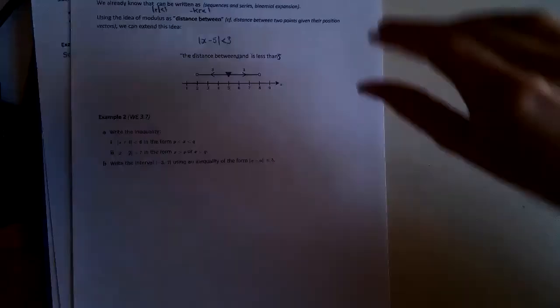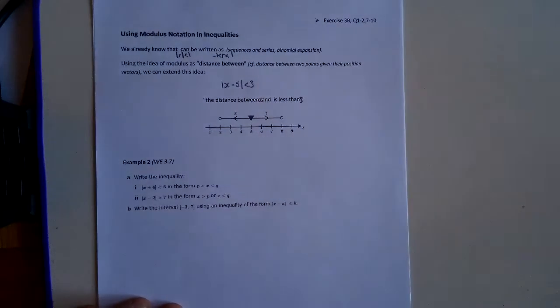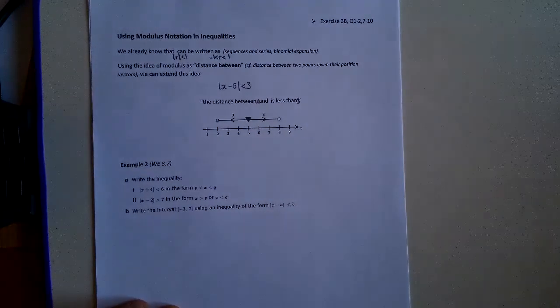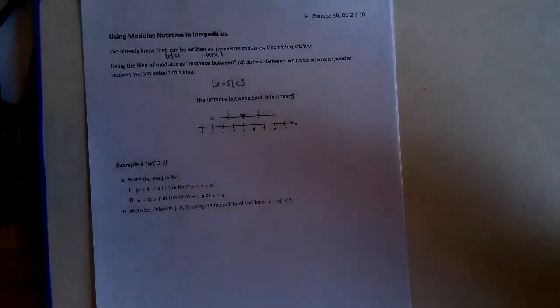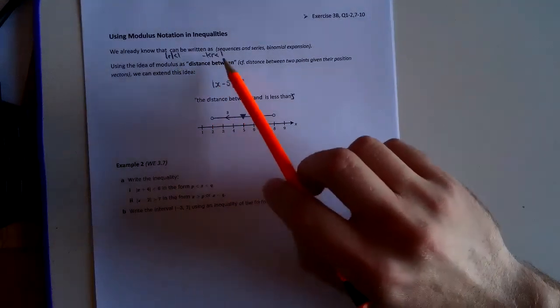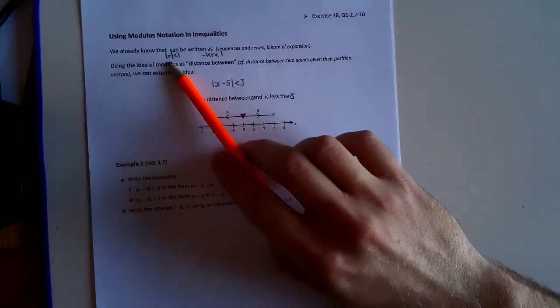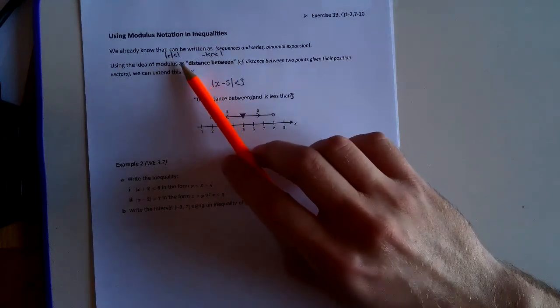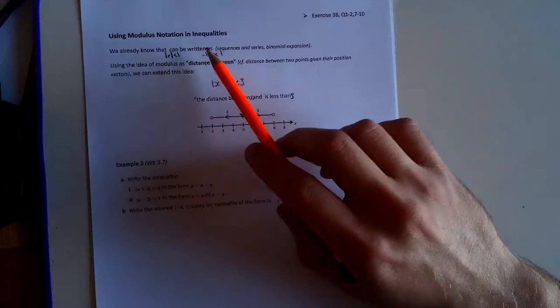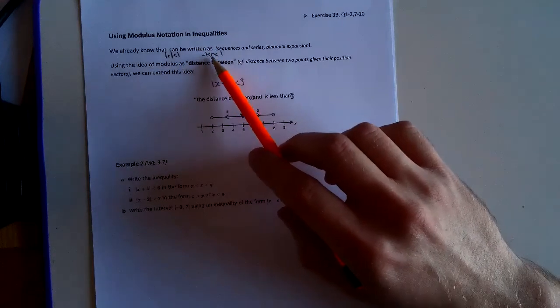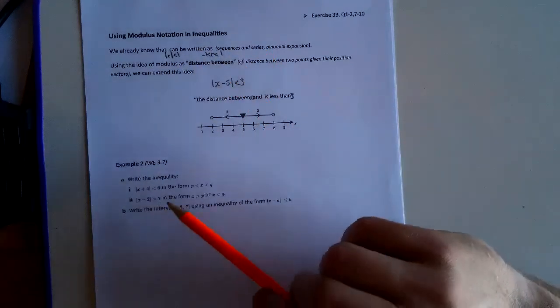A bit more playing around with some notation. So you know from geometric sequences that modulus signs with inequalities can just be written as one inequality. So you know that modulus of r is less than 1. That's from an infinite geometric series. We can rewrite that as minus 1 is less than r is less than 1.